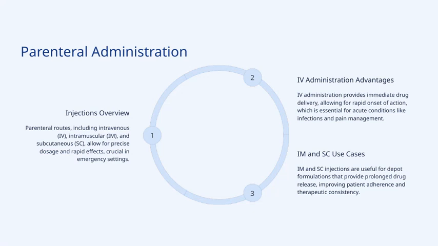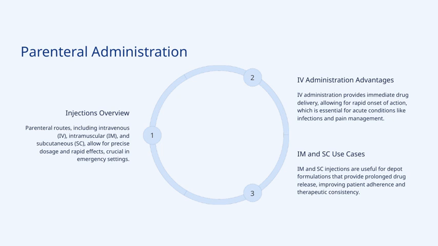Let's talk about parenteral administration, specifically injections. These routes include intravenous, intramuscular, and subcutaneous methods. They are particularly valuable because they allow for precise control of the dosage and produce rapid effects, which is especially important in emergency situations. For instance, when immediate action is needed, IV administration is often the go-to method. Focusing on IV administration, it offers the advantage of delivering drugs directly into the bloodstream, resulting in an almost instant onset of action. This rapid response can be critical when managing acute conditions like infections or severe pain.